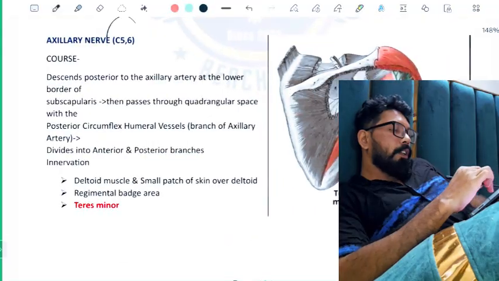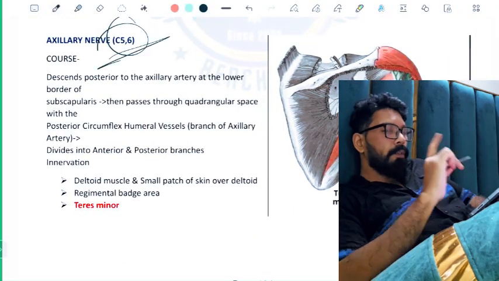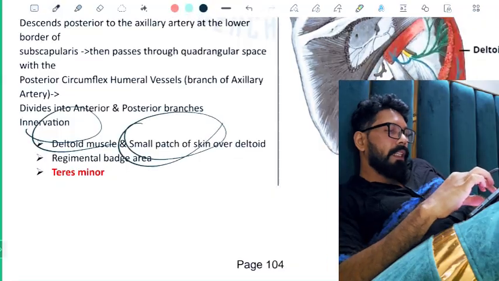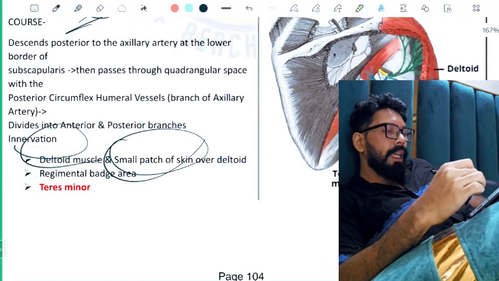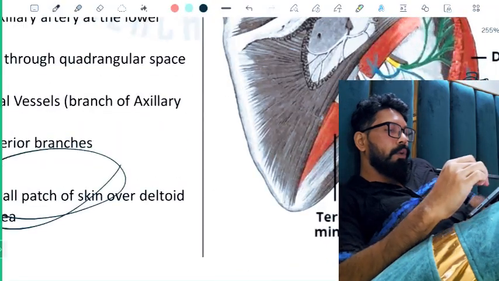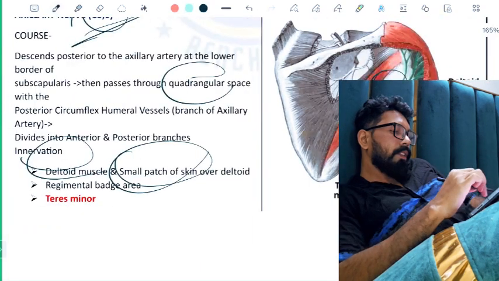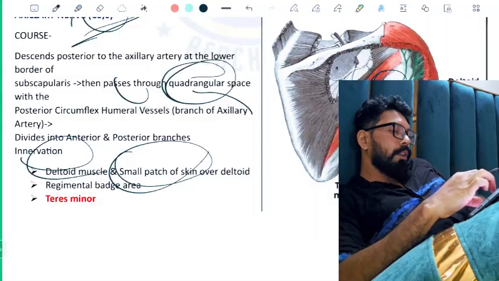Then we have the axillary nerve, root value C5, C6. You must remember it. It supplies the deltoid muscle and a small patch of skin called the regimental badge area, and it comes out through the quadrangular space, or Q.